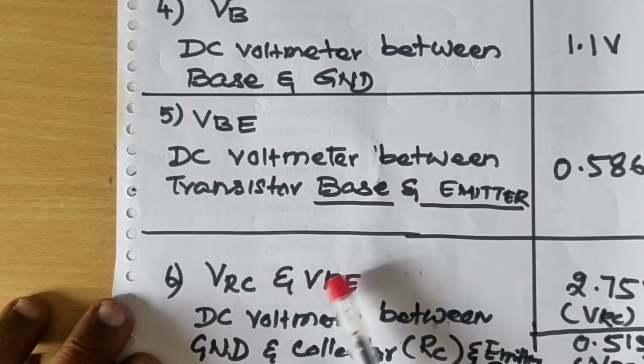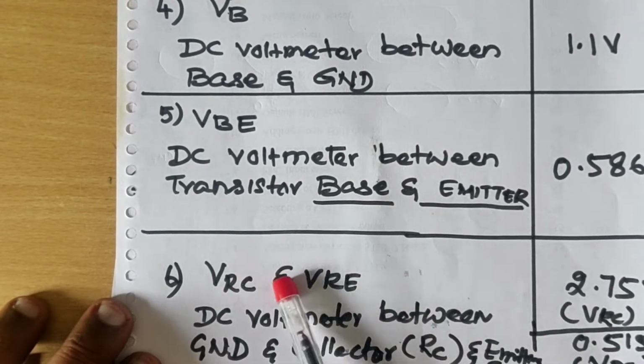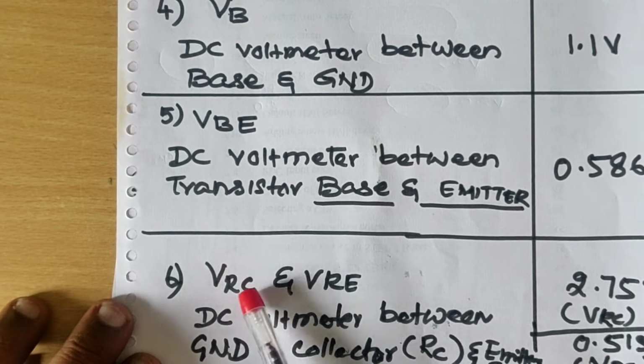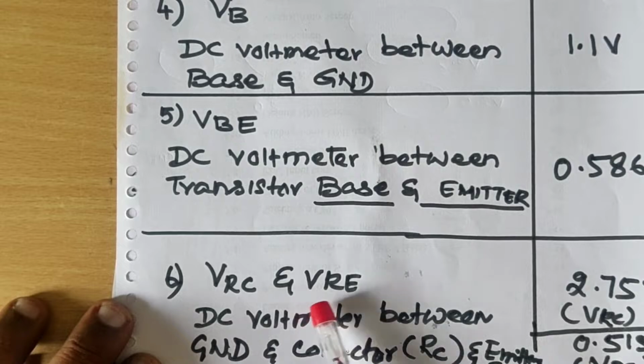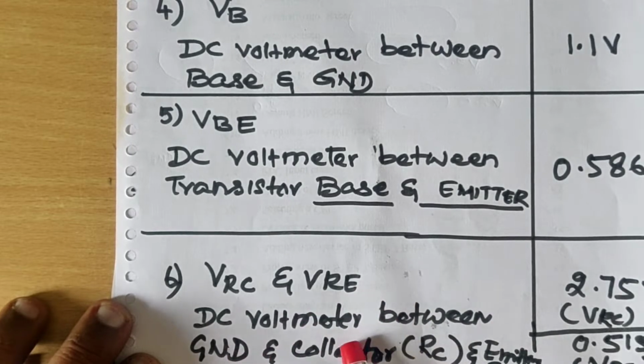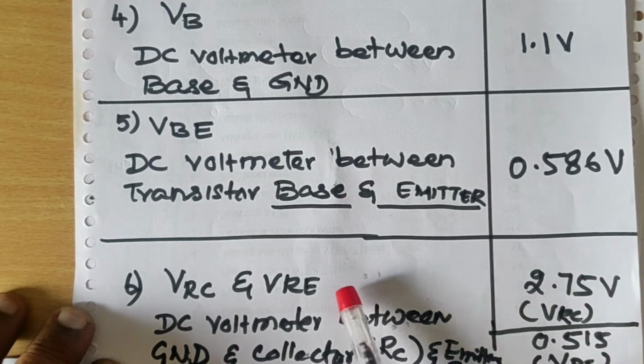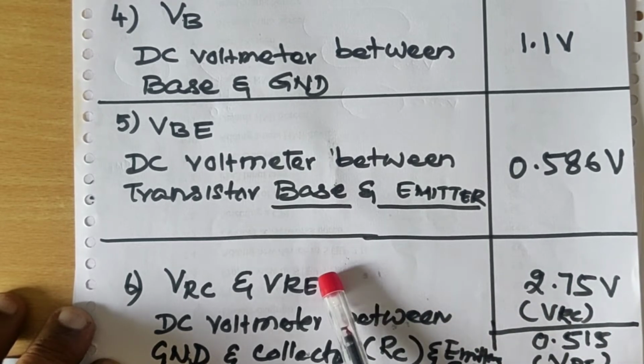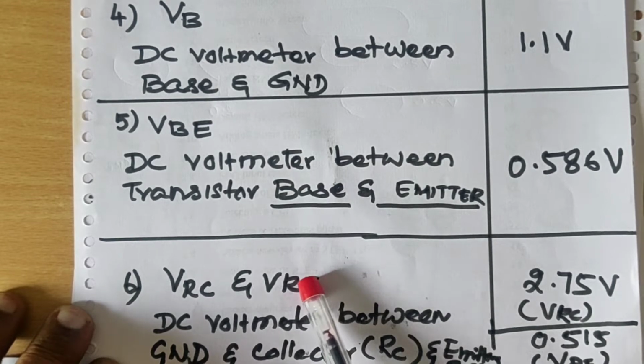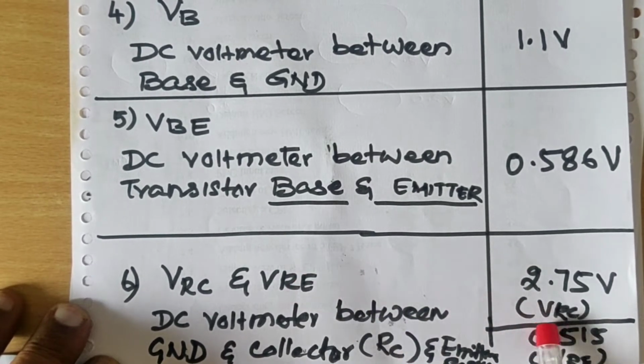Now see the last one. Another two important parameters you have to note down. VRC. VRC is nothing but collector resistance voltage. So the DC voltmeter between ground and collector gives 2.75 volts here. You can also measure the VRE, that means the voltage between ground and emitter resistor. So this should be around 0.5.